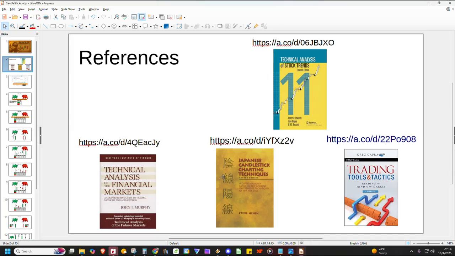And then the one that's been most important recently is this Japanese candlestick charting techniques book, because it goes into the history of how the Japanese came up with candlesticks and what they mean, going all the way back thousands of years to the rice traders in Japan. Finally, putting it all together, this Trading Tools and Tactics book takes pretty much all these 3 books and says, okay, now how do you actually trade? All these are great books I recommend you pick up as references, and everything I'm saying is covered in these books. I'm just trying to make it simple for you guys.